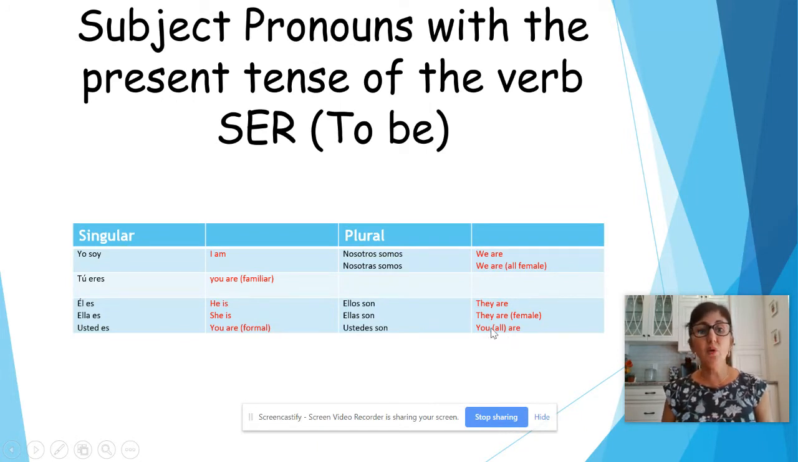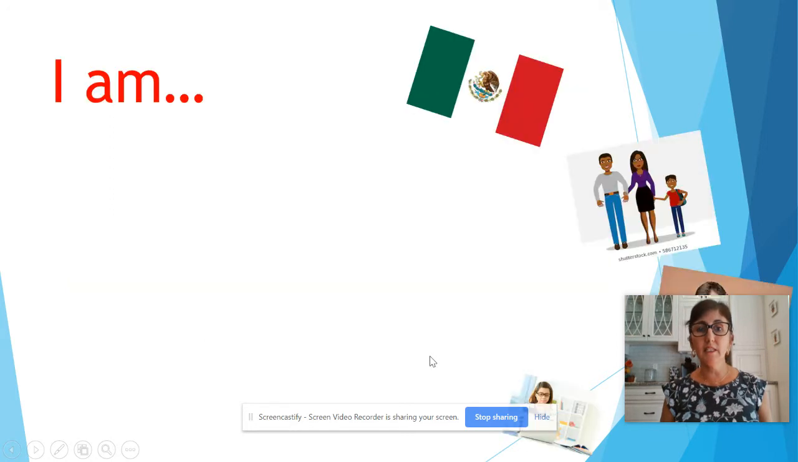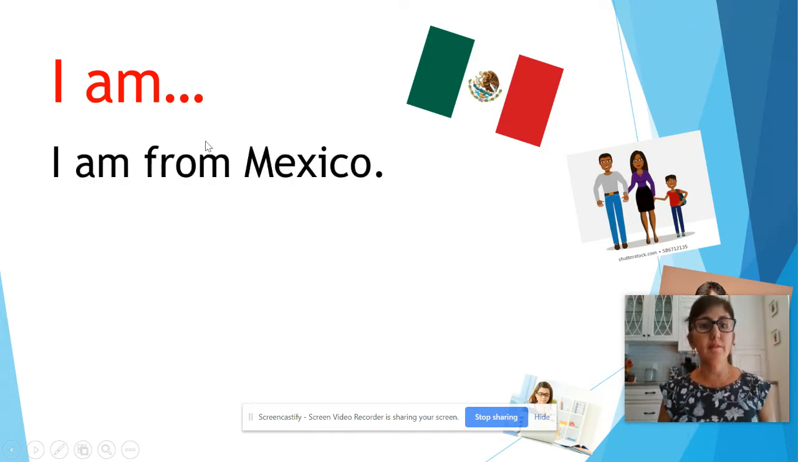So let's go ahead and take a moment to look at what these sentences look like with some basic adjectives following and descriptions. I'm going to click to the next screen and let's practice with yo soy or I am and practice some sentences. The first one, I am from Mexico. Why don't you try saying that now? Put in your own country where you're from.